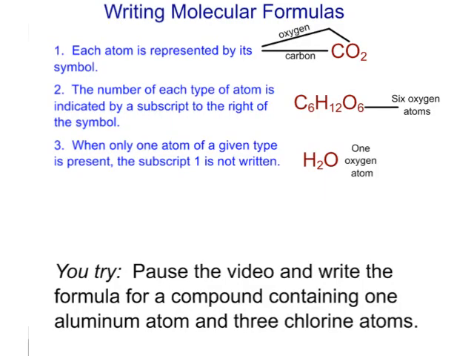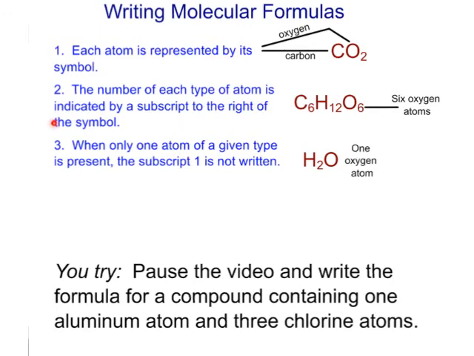Now we can get on to the next topic, which is molecular formulas and how we write those and what they mean. Here we have a molecule, CO2. It's important to note that when we write a formula for a molecule like this, you need to know that each atom is represented by its symbol. So the carbon is represented by the symbol C. The oxygen is represented by the symbol O, which is why you need to be familiar with those common symbols.